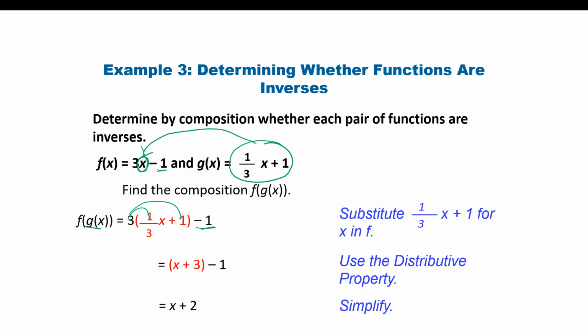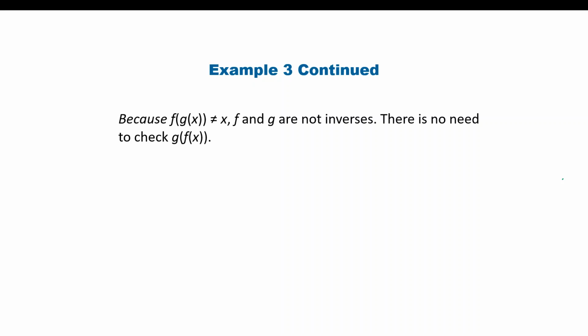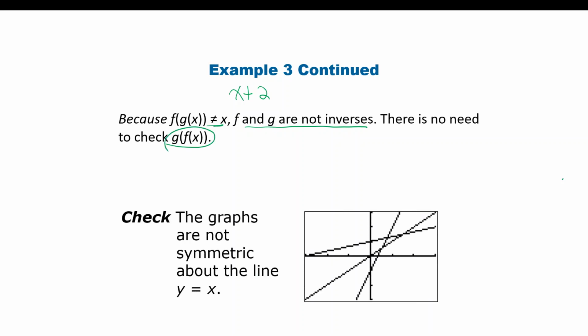So I end up with f of g of x equals x plus 2. All right, well, let's think about what our chart told us a minute ago. Because f of g of x was not equal to x, it was actually equal to x plus 2, f and g are not inverses. So there's no need for us to do any more work. There's no need to check g of f of x. And we can actually graph both of these, and the graphs are not symmetric about the line y equals x. So here's our line y equals x, and these two lines are not symmetric about that. So that automatically also tells us that f and g were not inverses.